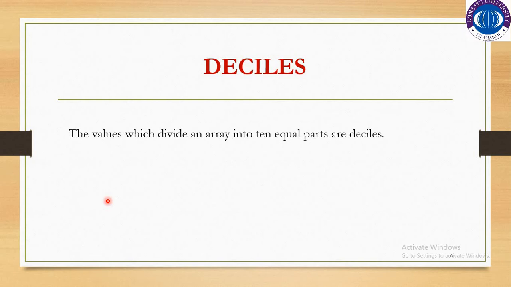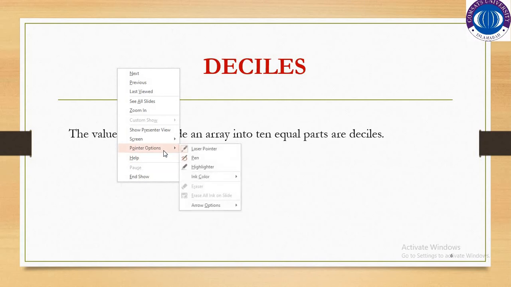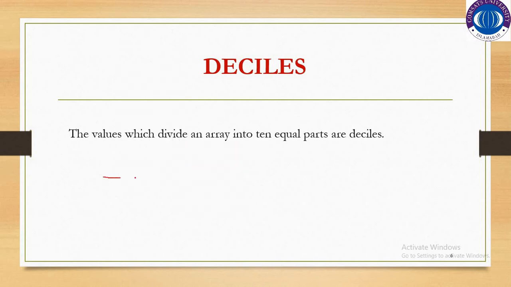Deciles are the values which divide an array into 10 equal parts. In deciles, we divide the data into 10 equal parts. Let's suppose we have the data and we have divided it into 10 equal parts. This one is the first part, so this cut point is D1. Next one is D2, and these are the equal parts. It means the data between D1 and D2, and between D2 and D3, are all the same, as we are dividing into 10 equal parts.